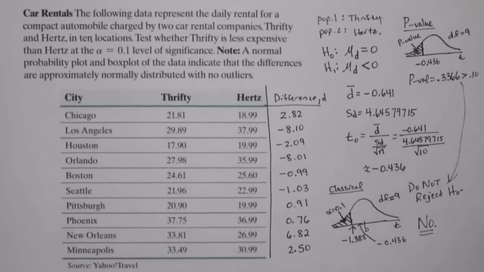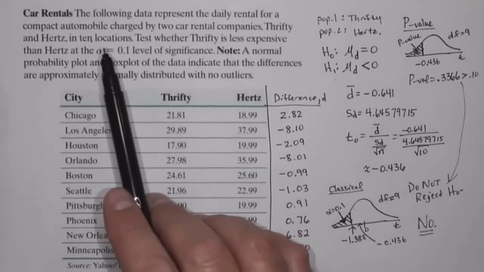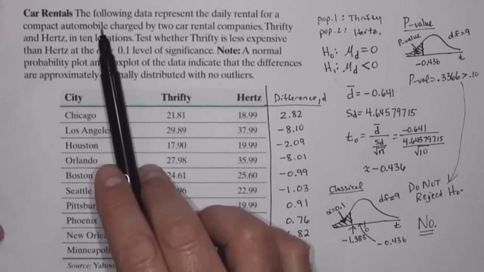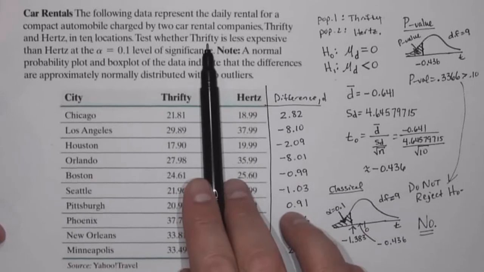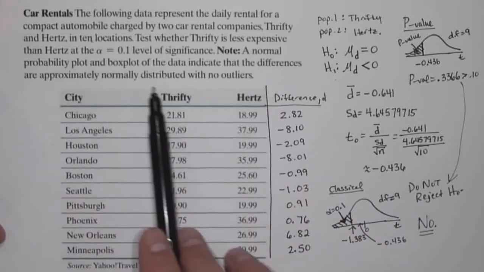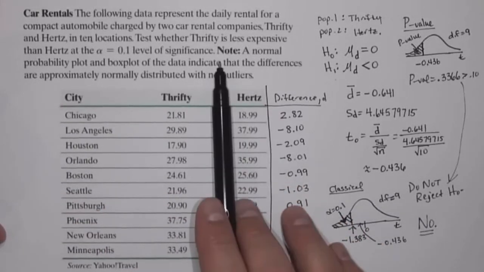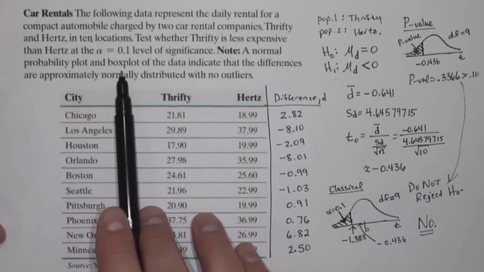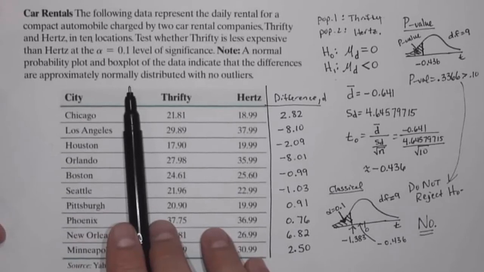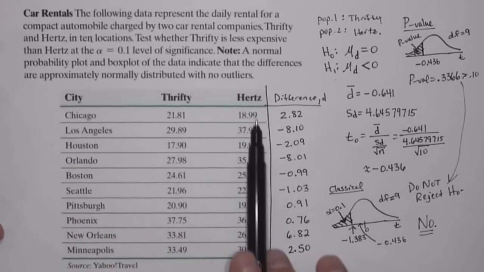So in this video, we're going to revisit the car rentals problem that we looked at in the previous video. If you will remember, we were looking to see whether Thrifty is less expensive than Hertz, and we were given data. We were told that these data both pass normal probability plots and box plots, so the data appear to be approximately normal with no outliers.